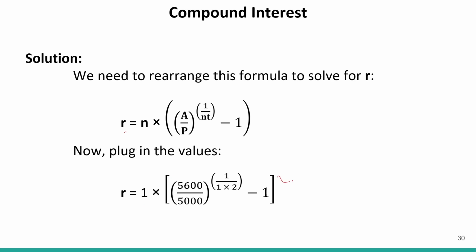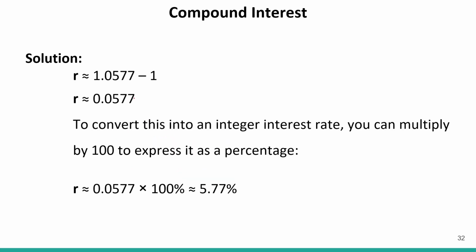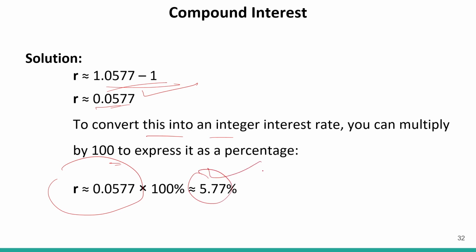Solving it further algebraically, we are left with R is equal to 1.12 to the power one-third minus 1. Calculating this, it becomes something like this. So R is equal to 1.0577 minus 1, which is 0.0577. To convert this into a percentage interest rate, you multiply it by 100, so we are left with 5.77%. Among all the options, only this one will be the correct one.